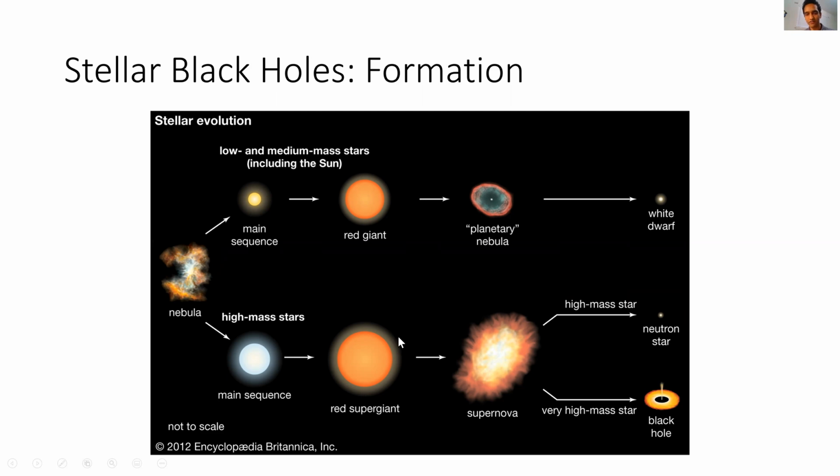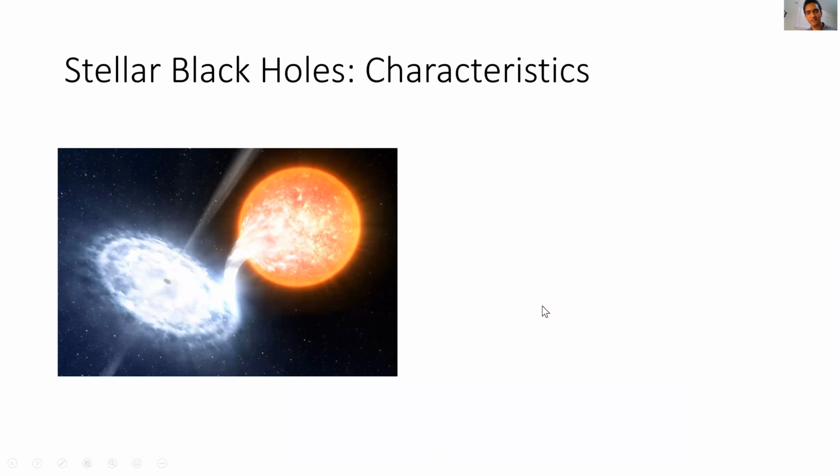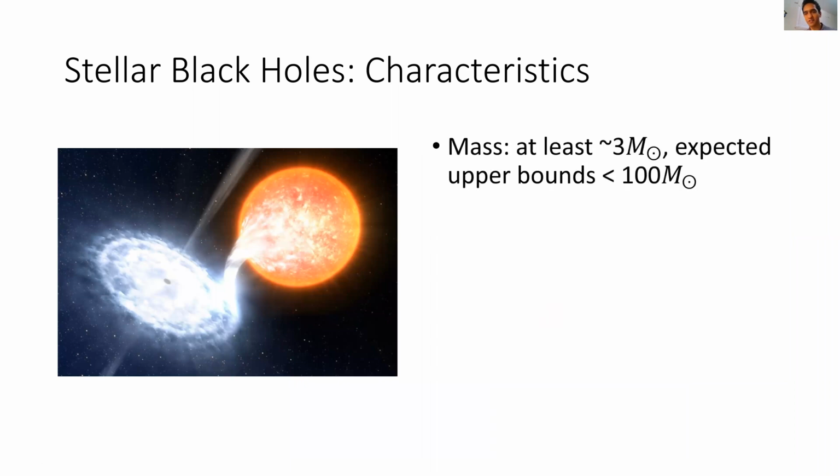If you have all of those right conditions, then you end up with this stellar mass black hole. So, some characteristics of stellar mass black holes: they have a mass of typically around 3 solar masses, and then you expect an upper bound of less than 100 solar masses for sure. Typically, the largest ones we've seen are in the tens of solar masses.